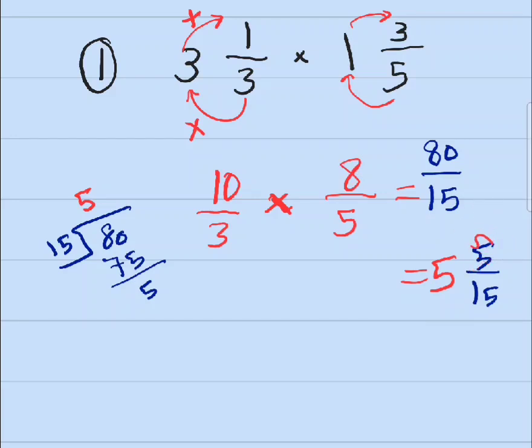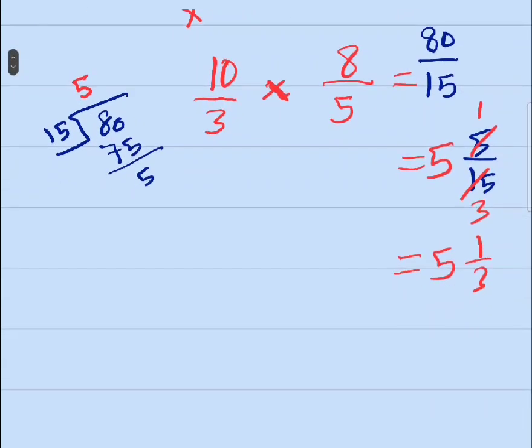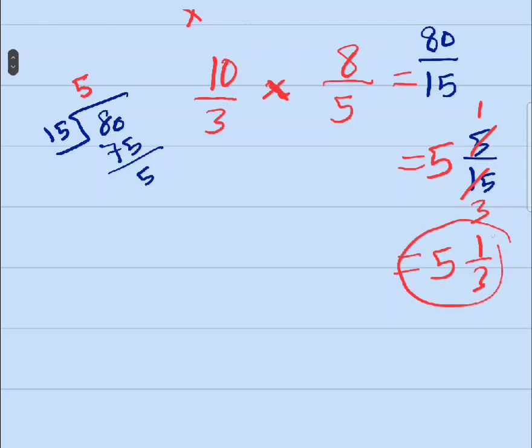And we can actually simplify that further, the fractional part of that mixed number. 5/15. 5 and 15 have a common factor of 5, so I'm going to break both of those down, divide them by 5. So 5 divided by 5 is 1. 15 divided by 5 is 3. So my final answer would be 5 1/3.